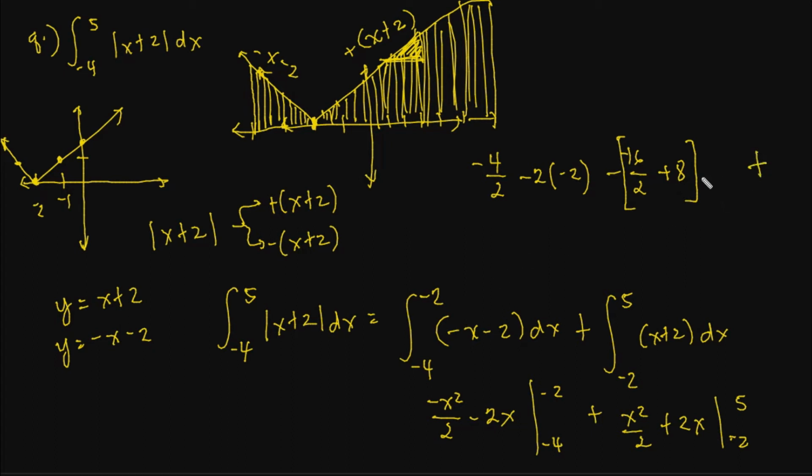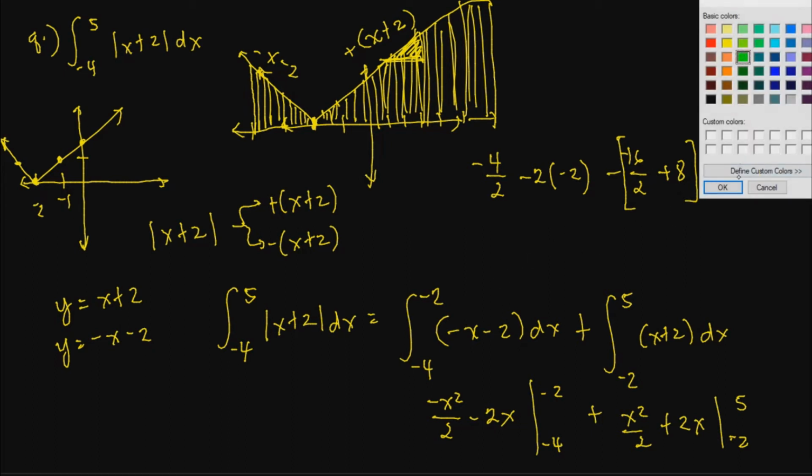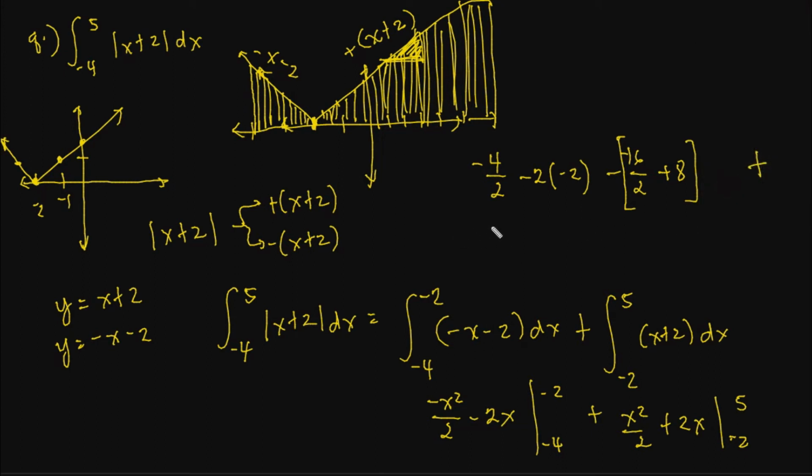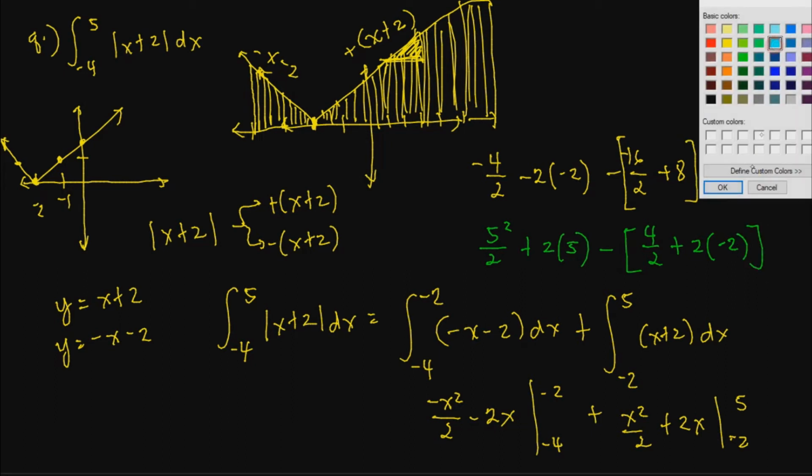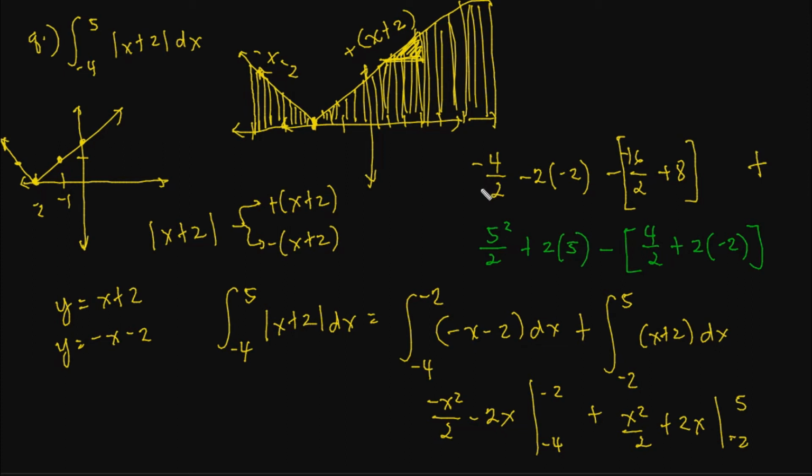And then for the second term, let's change the color so you can see the second term. So the second term would be something like 5 squared over 2 plus 2 times 5, and then minus negative 2 squared, so that is 4 over 2 plus 2 times negative 2. Okay, so we try to simplify this whole expression. So this becomes negative 2 plus 4, so that is positive 2. Okay, so hopefully I have this right. This one is negative 8 plus 8, so this becomes 0. So this one is positive 2.